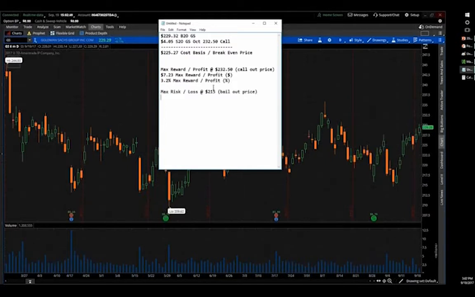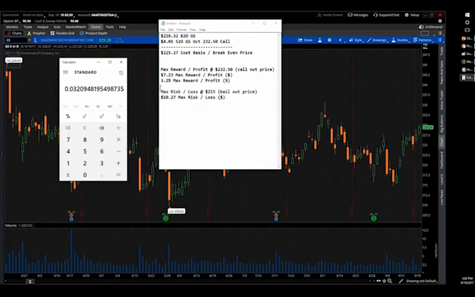So that bailout price, $215 compared to $225.27, I could actually do the math in my head. I would lose $10.27. And if I wanted to figure out what that is in percentage points, divide it by the cost basis, 225.27, gives me 4.5%, maybe 4.6% if I'm rounding.